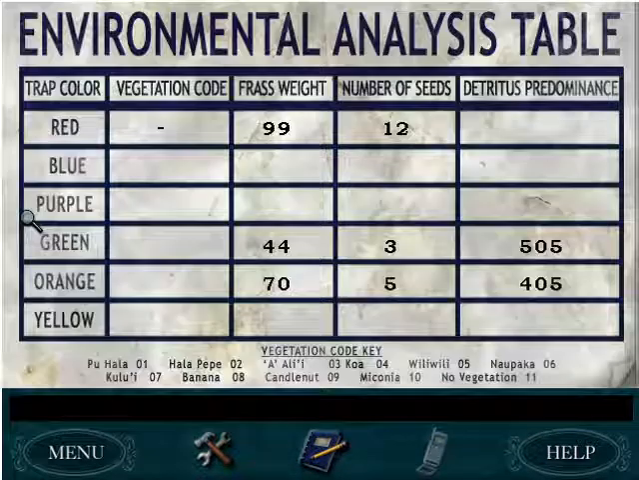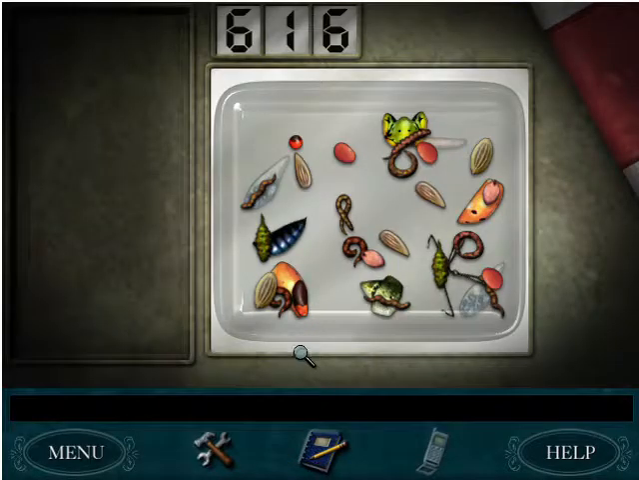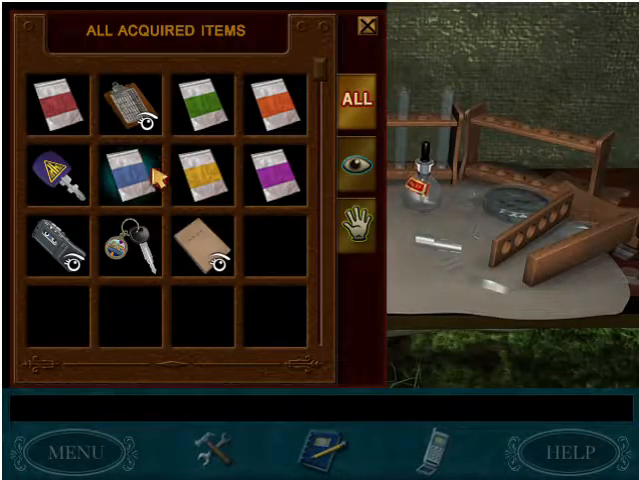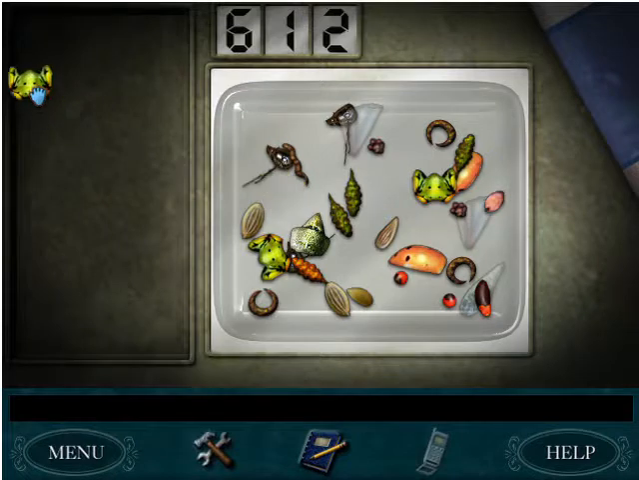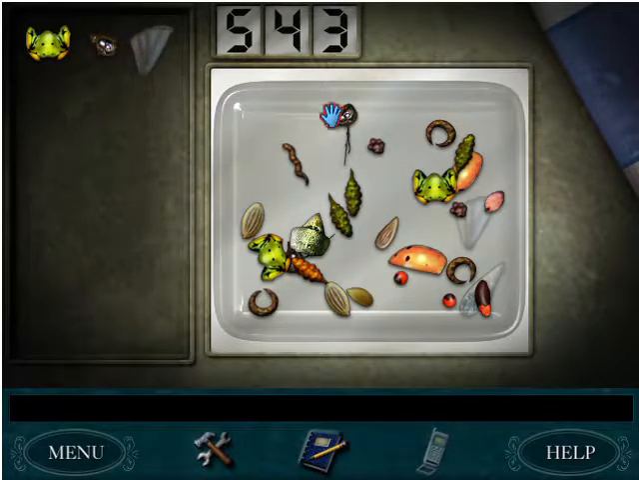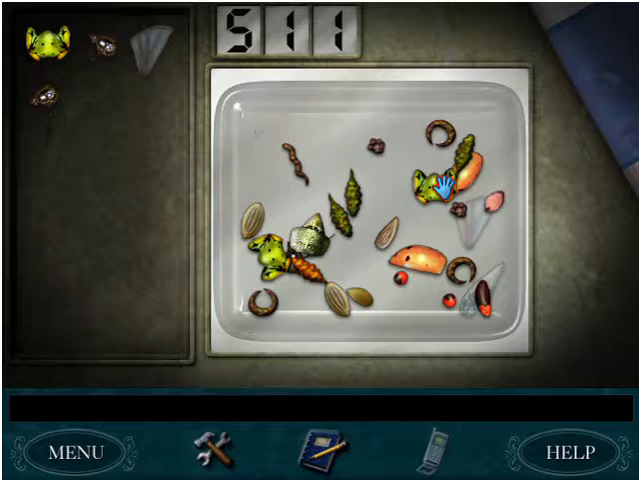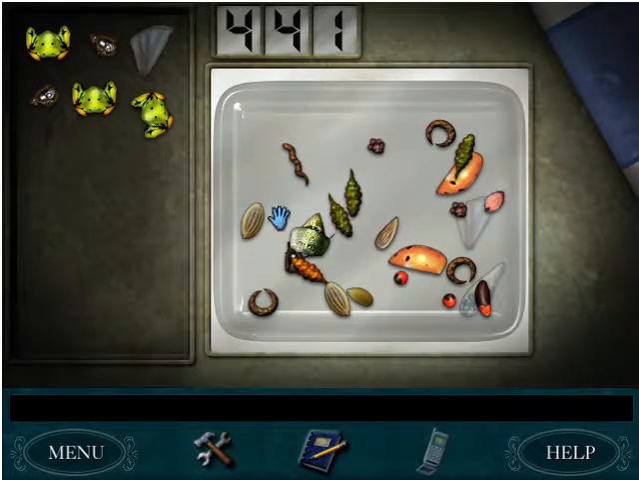Okay. 405. 3 down, 3 to go. Let's do the blue one next. And this is why this episode is called the frass episode. Oops. Okay, insect part. Insect part. Lots of big ol' insect parts. Which is gross.